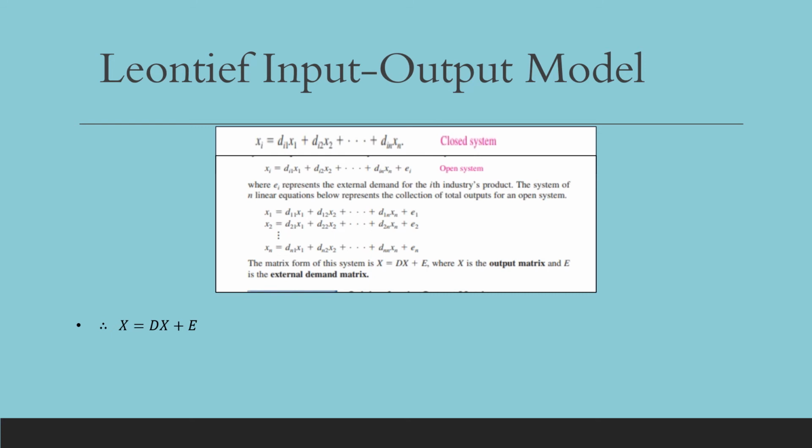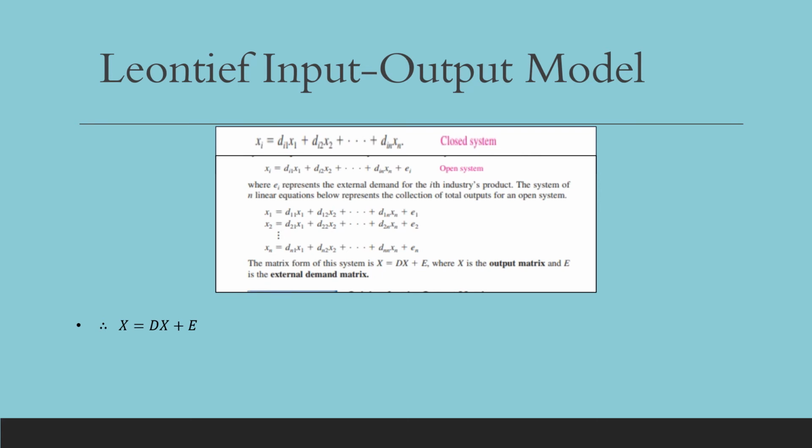So X will be DX plus E, where X is called the output matrix. Your X is your output matrix. E is the external demand matrix. Now our aim is to solve for X. How are we going to solve for X? Since it is in matrix form, you cannot simply solve for X using simple algebra. We have to make use of matrix algebra.